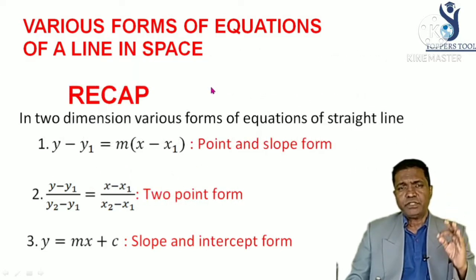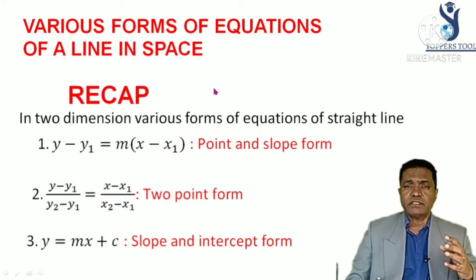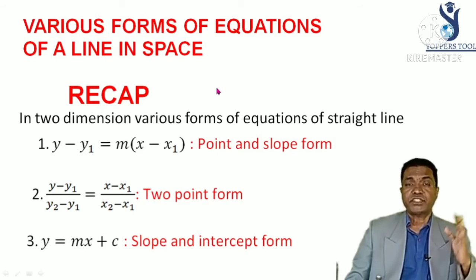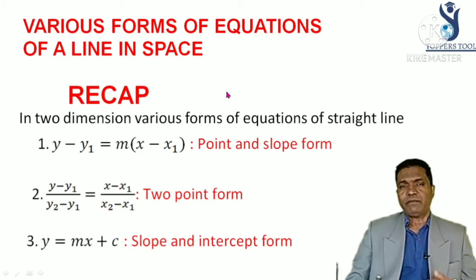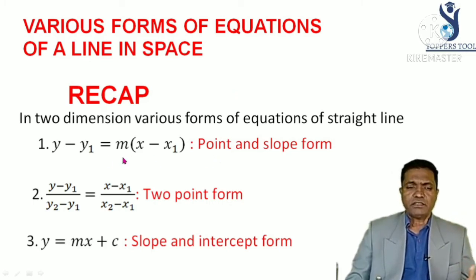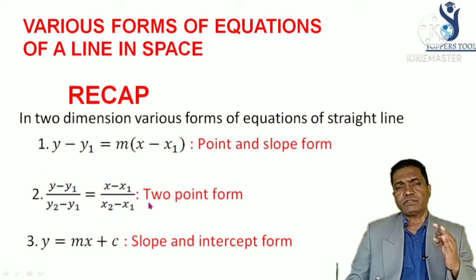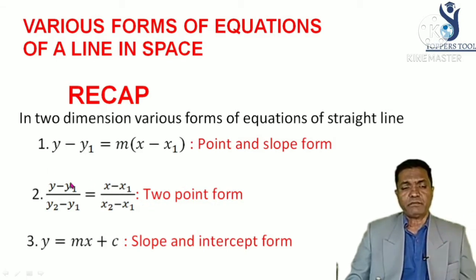In the first PUC, in the 11th standard, you have studied various forms of equations of a straight line in two dimensions, and a few of them are here. Point and slope form, that is y minus y1 is equal to m into x minus x1, and 2-point form, the line passing through 2 points (x1, y1) and (x2, y2) is given by this. So slope and intercept form is this. Like this you have studied almost 6 forms there.